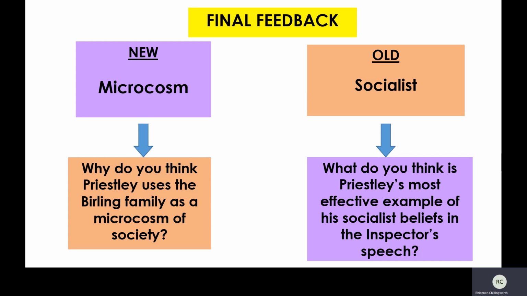So finally then, why do you think Priestley uses the Birling family as a microcosm of society? So how does his use of this technique link to his intentions? And what do you think is Priestley's most effective example of his socialist beliefs in the inspector's speech? So what's the most effective use of language in that final speech to convey his socialist beliefs?